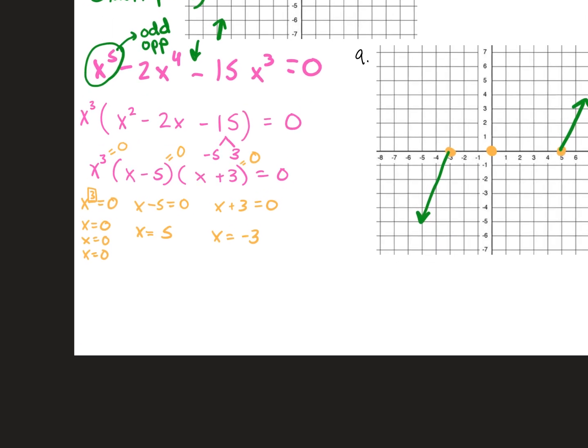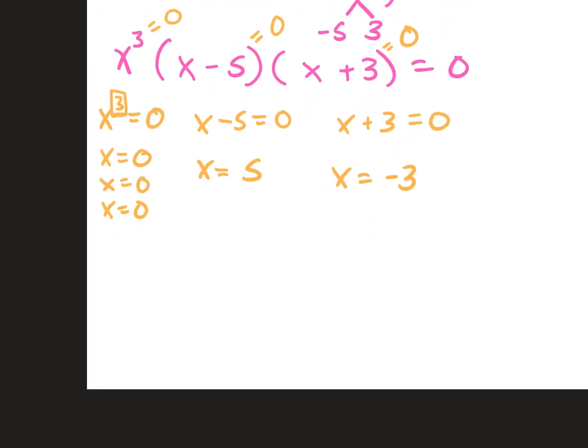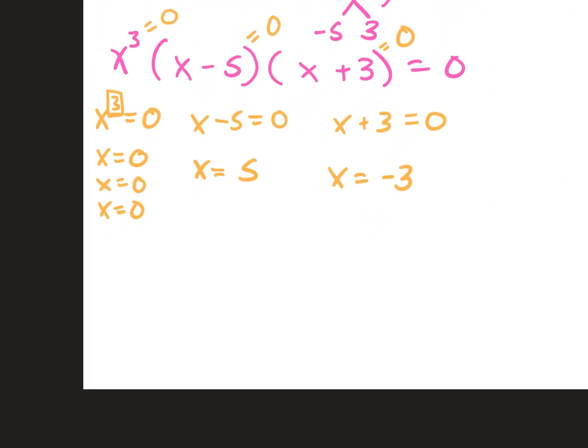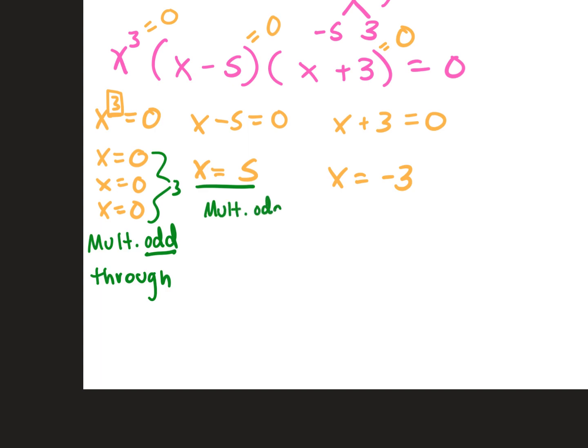Now we need to talk about multiplicity, so what we're going to do at each point. Then we need to talk about how many of each number we have. So if I have 3 x is equal to 0s, is my multiplicity even or odd? If I have 3 of them, multiplicity would be odd because 3 is an odd number. If I have odd multiplicity, do I touch and turn or go through? I go through. How many x is equal to 5s do I have? 1. So is my multiplicity even or odd? Odd. Do I touch and turn or go through? Go through.